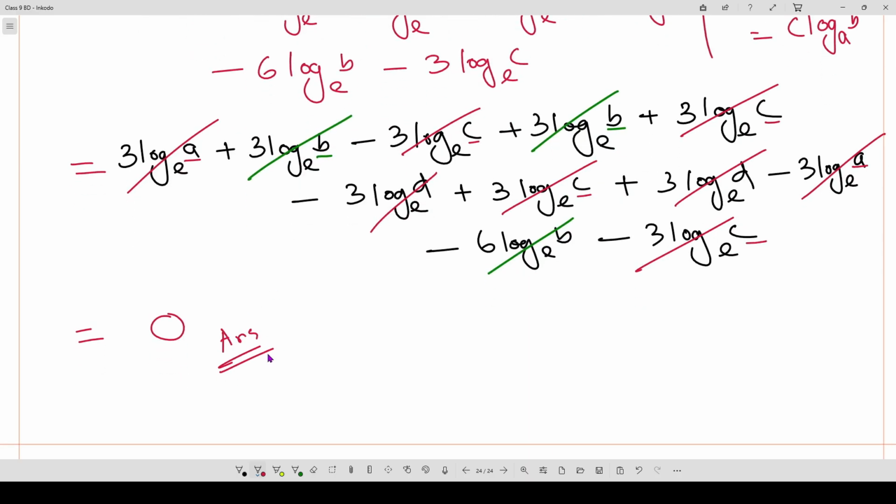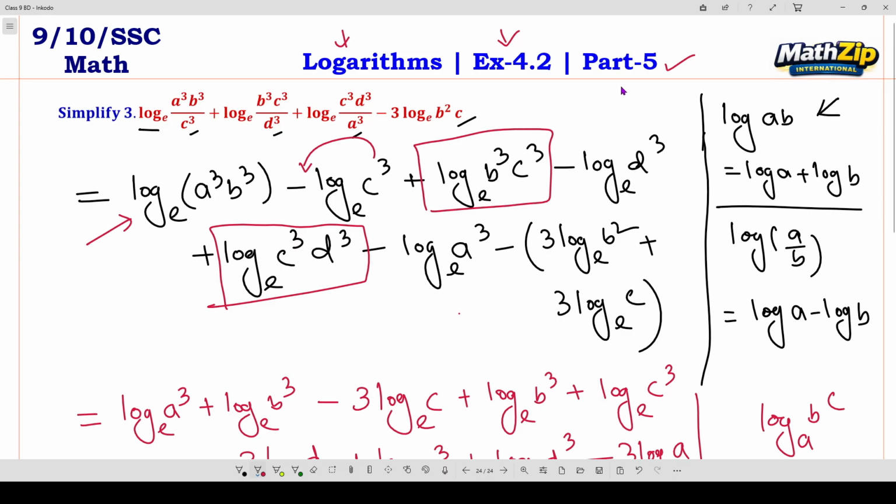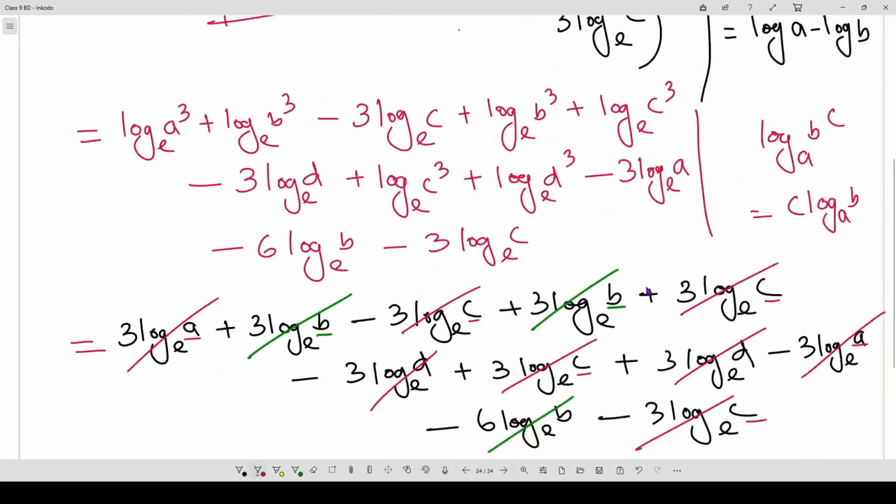After this we are going to solve part 5 of the logarithmic expression, where we are going to simplify an already simplified one. So no more today.